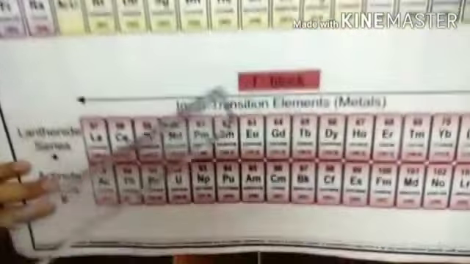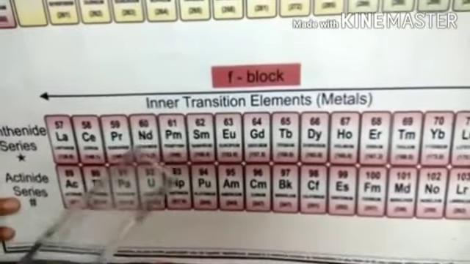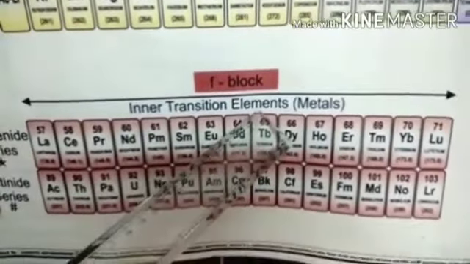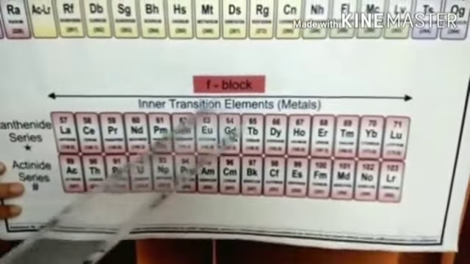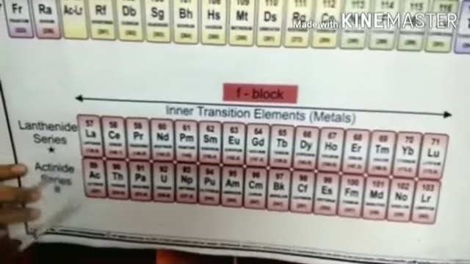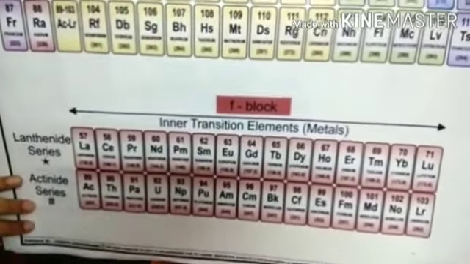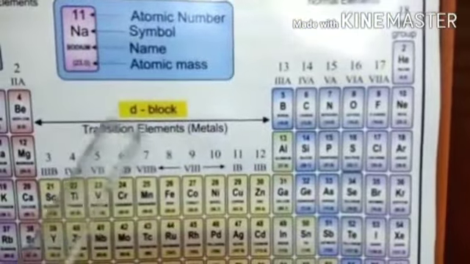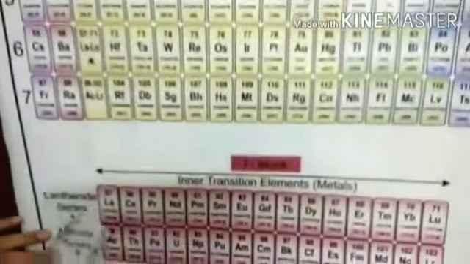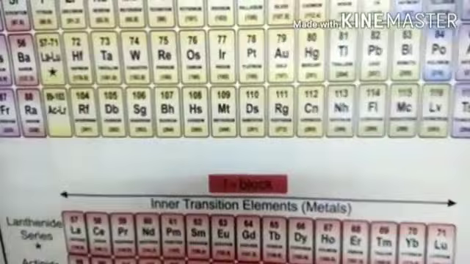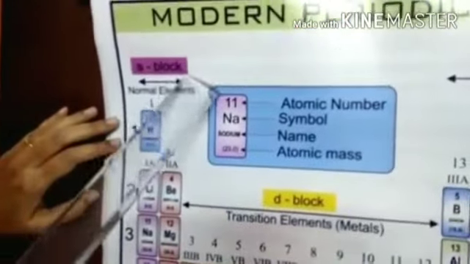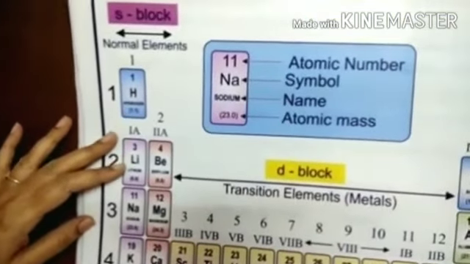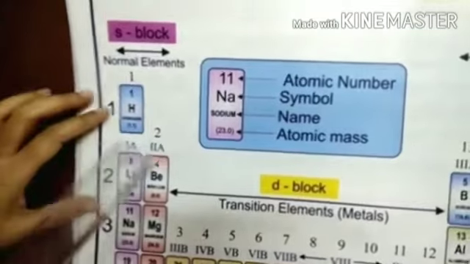And see, this F block contains our inner transition elements. These inner transition elements are all metals which are included in the lanthanide series and actinide series. You see, S block contains normal elements, P block contains normal elements, D block contains transition elements, F block contains inner transition elements. We observe the S block. In S block, all the elements are metals except hydrogen.